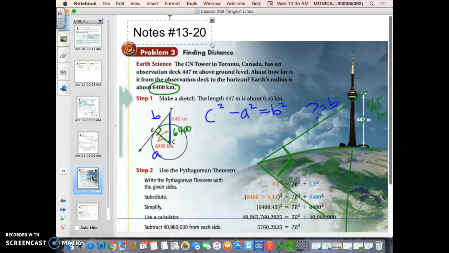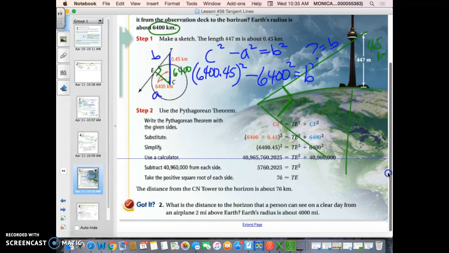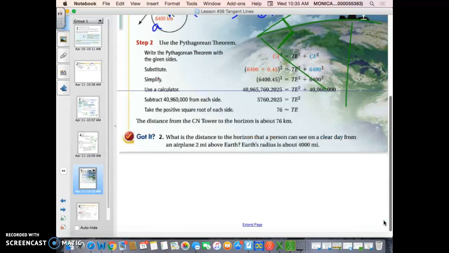I'll just put the numbers in for you. So this is going to be 6,400.45 squared minus 6,400 squared, and that's going to equal b squared. So the very last thing you're going to have to do is take the square root. You can see they filled in the numbers for you at the bottom. All right, let's do another example problem.